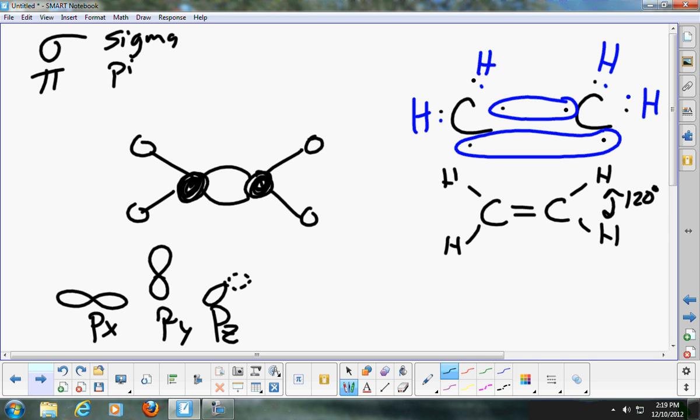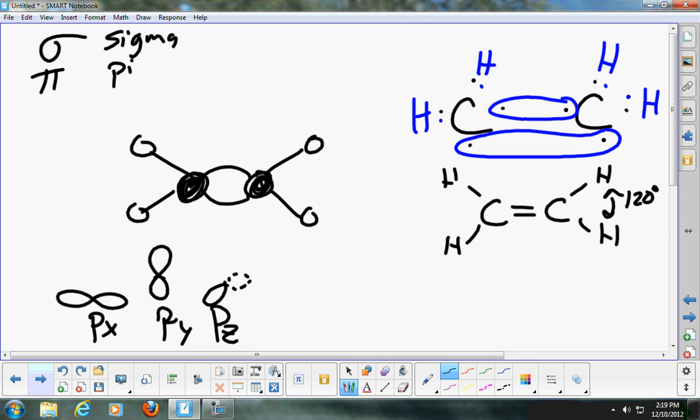Because remember that you have these little lobes outside. Well, one of the lobes goes forward and back. In order to bond, you have to bring both of those lobes together. If it's forward and back, I can't bring it, but I can bring it from side to side and top to bottom. But I can't bring it from forward to back. So the maximum I can have between 2 carbons is 3 bonds. That's the maximum they can share.